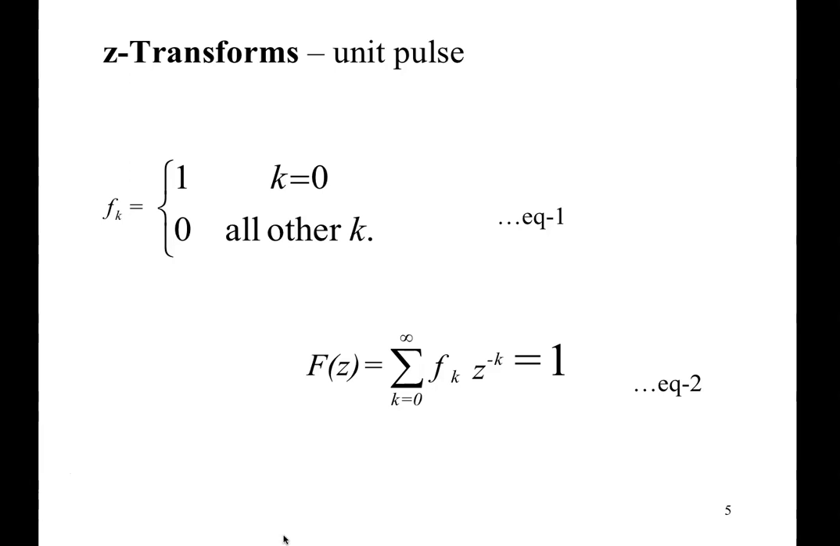Now that's a bit like, in a way, you can compare that with the impulse signal for the Laplace transform. For the Laplace transform, the impulse signal delta t will give you a Laplace transform of 1. Now this is very similar to that. So the Z transform of that is 1.